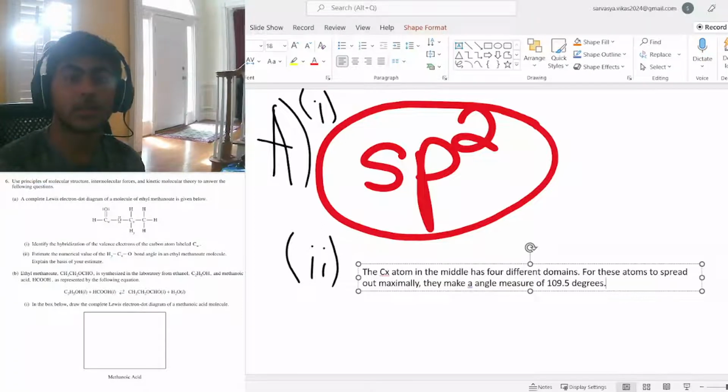109.5 degrees is going to be the angle measure between those two, the HY and the O. HYCXO is going to be 109.5 degrees, and that is our answer. Let's move on to part B.